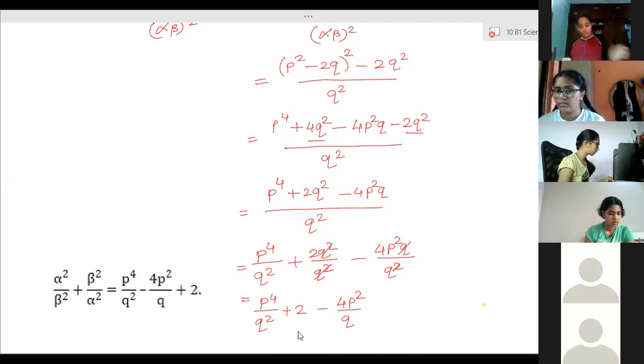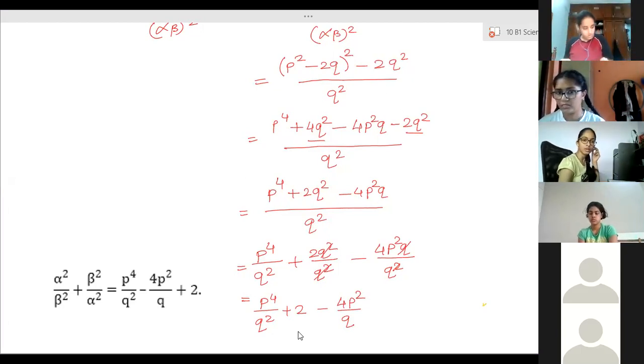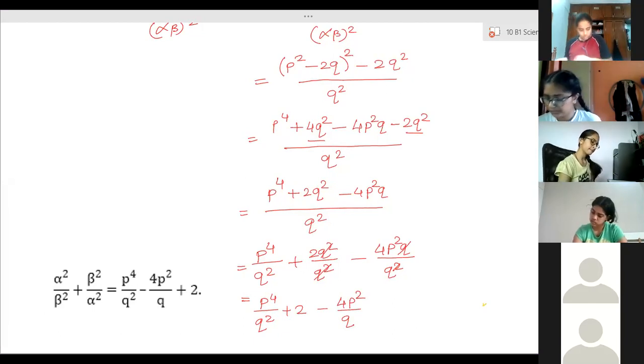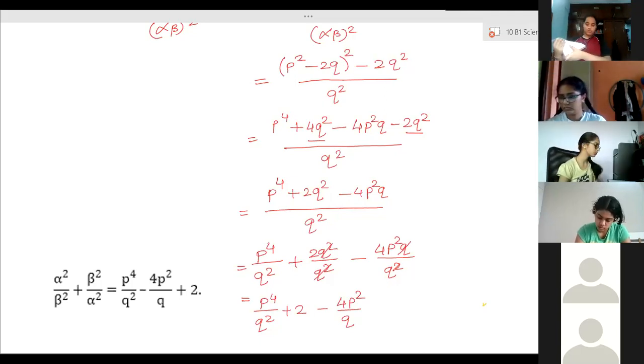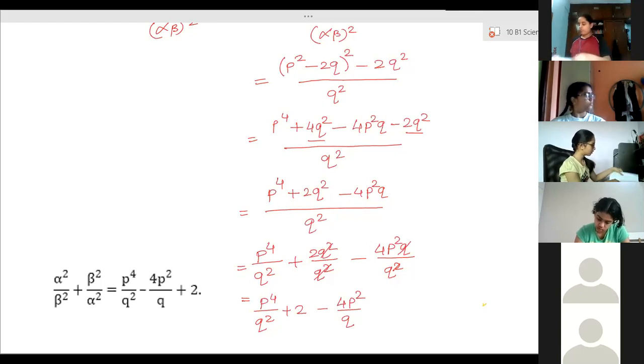Alpha minus beta whole square is alpha plus beta whole square minus 4 alpha beta. So 144 is equal to p square minus 4 into 45. p square minus 180 equals 144. So p square is 144 plus 180, that is 324. Yes, it was minus 4 alpha beta. So p square is equal to 324.